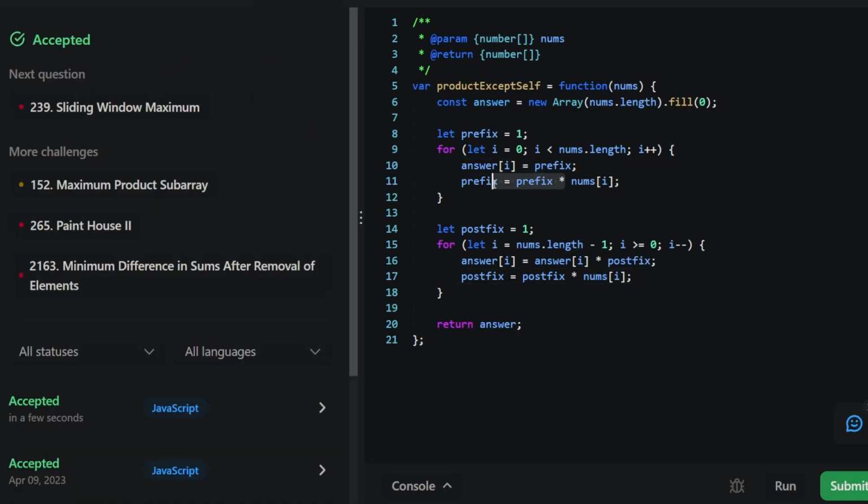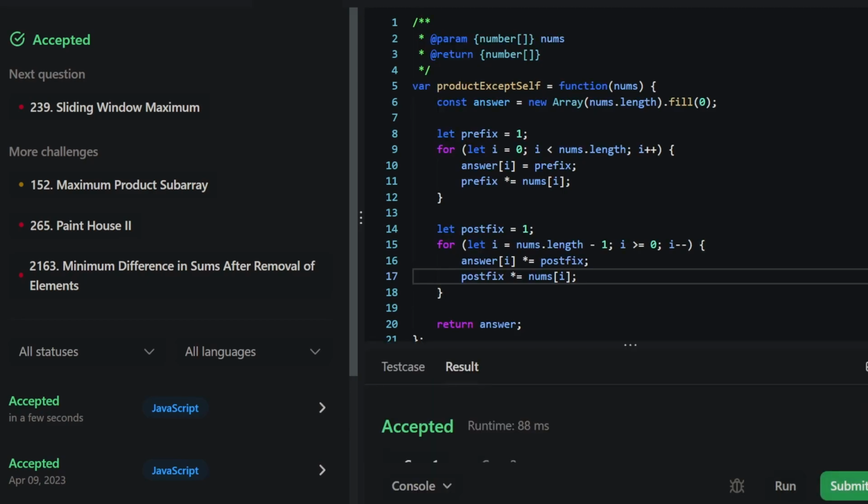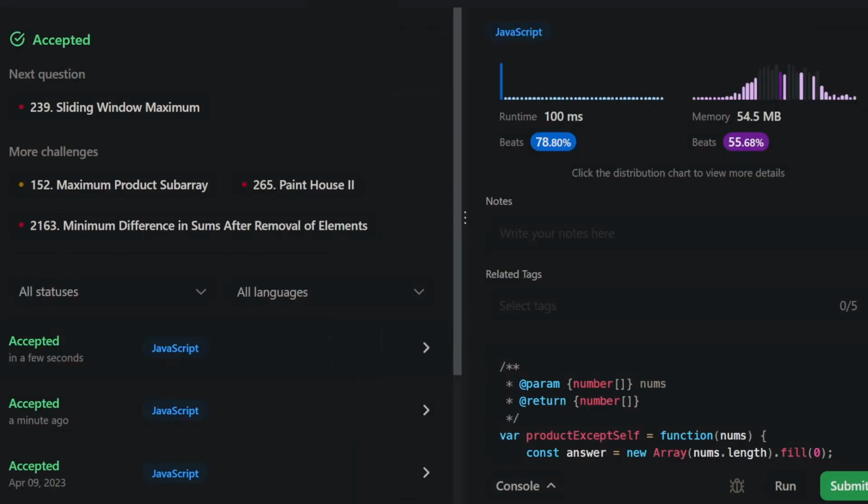And let's see, one thing, we can refactor this code a little bit to have it look like this. So it's a little bit more succinct, which is essentially saying that answer sub i is equal to prefix, and then prefix is equal to prefix times nums sub i. And for line 16, it's answer sub i equals answer sub i times postfix, and postfix equals postfix times nums sub i. So let's run this, and it passes. So there you have it.